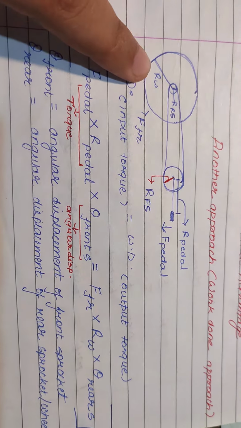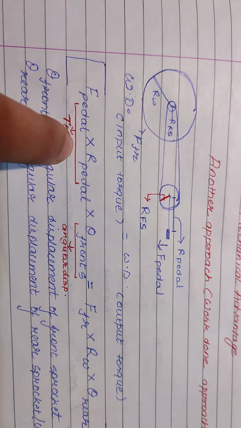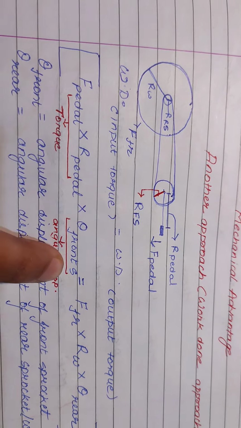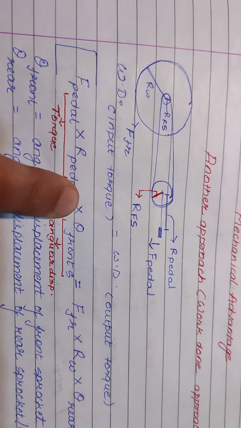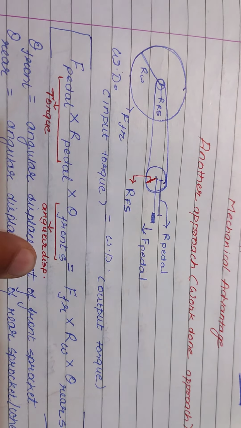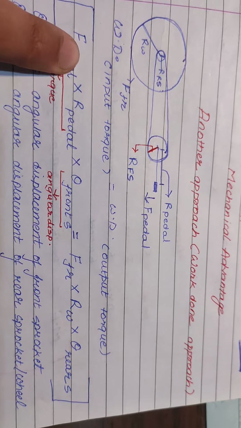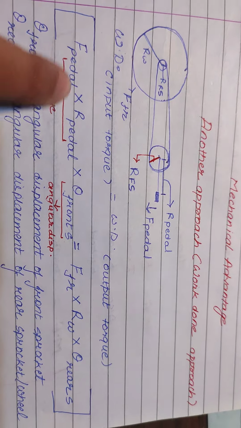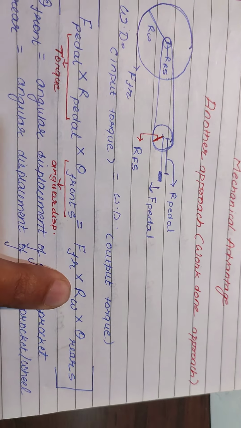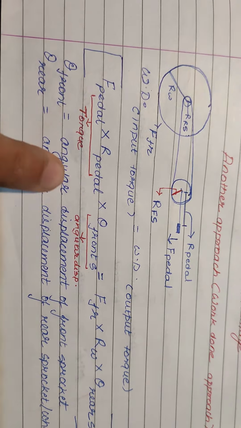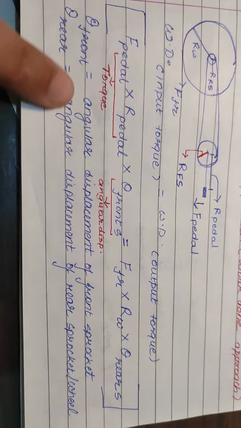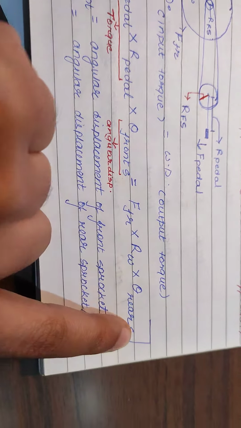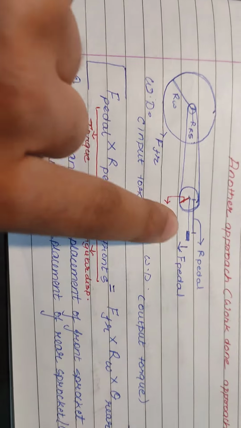So how do we calculate work done? The work done is calculated in this case using torque multiplied by angular displacement. Torque is force into radius, and then the angular displacement. So we calculate the work done for the pedal and then we calculate the work done for friction, right? And this theta is the angular displacement of the front sprocket, and theta rear is the angular displacement of the rear sprocket, and they are not going to be the same, and we'll see why.